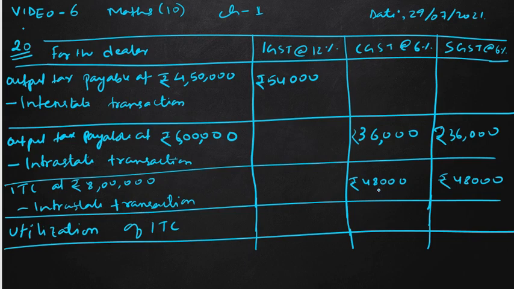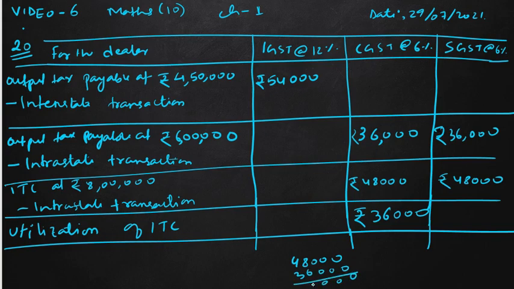How will he utilize it? He will first utilize the ITC to pay the output. So he has to pay 36,000 but he has 48,000, so obviously he can pay 36,000. Which one does he pay? This one, that is the output. He has to pay 36,000, so from his pocket he will pay 36,000.